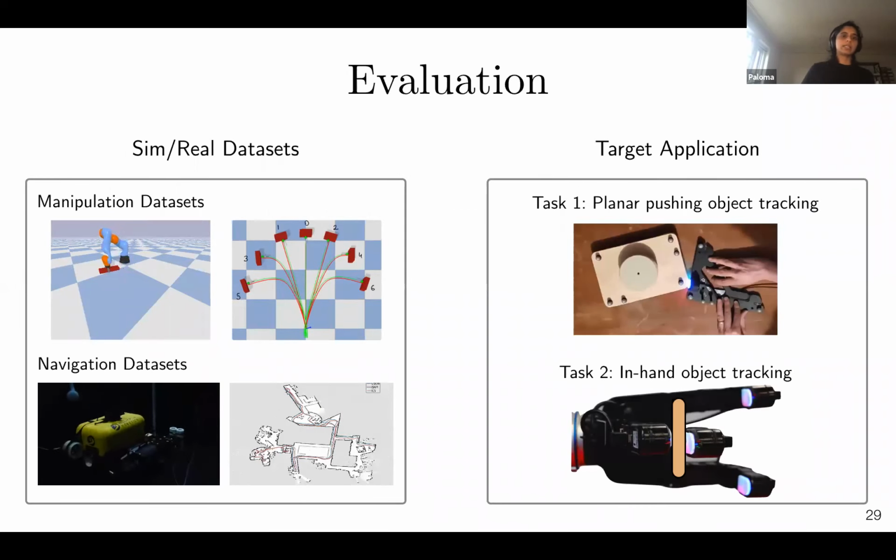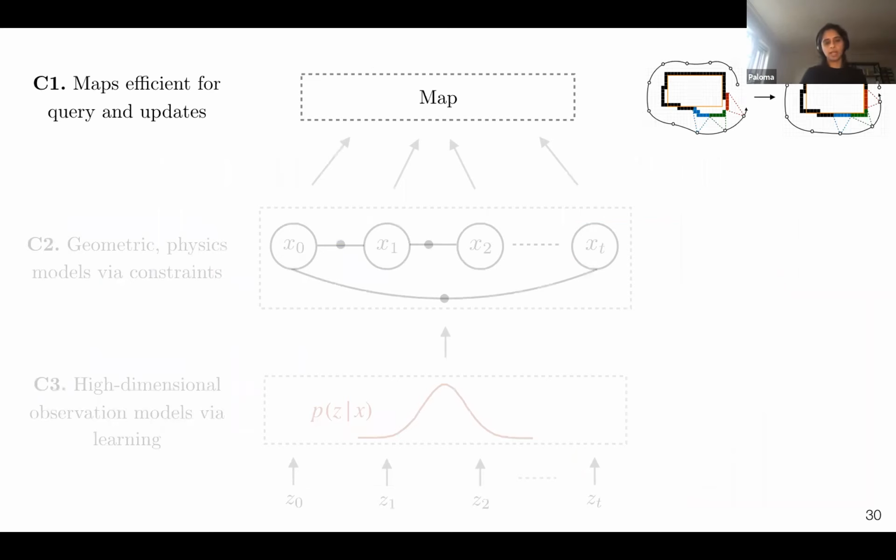And we'll measure progress by evaluation over various data sets and some choice applications. These data sets are a collection of real and synthetic problems from two main categories, robot manipulation and navigation. And our target application is object pose estimation from tactile measurements for two different tasks, planar pushing and in-hand manipulation. While the focus of this talk is mainly on challenge 2 and 3, we will briefly touch upon one.